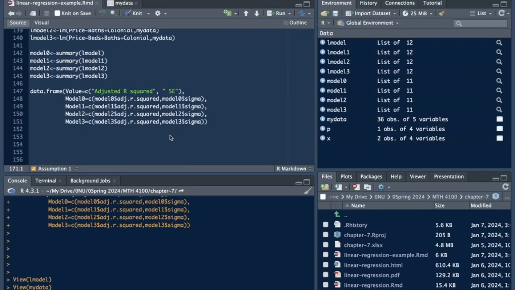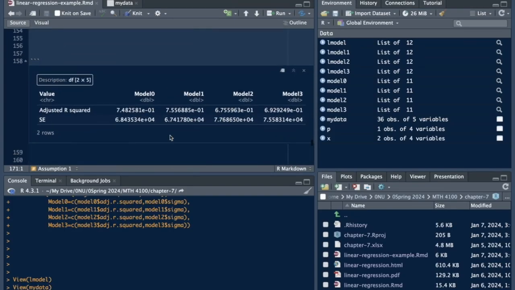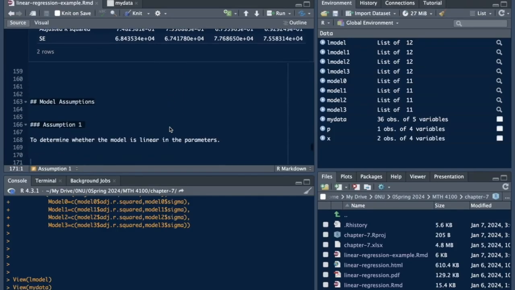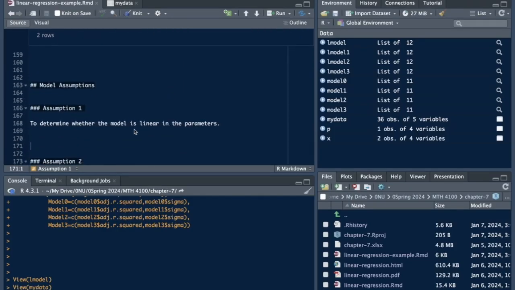Based on the goodness of fit measures that we selected, we said we are going to look at the highest adjusted R-squared or the lowest standard error. We found that model number one was the best one, the one that doesn't contain beds, right? So this is going to be our model now. This is the model that we're going to use to test for the assumptions.